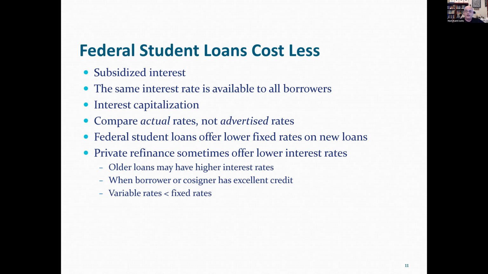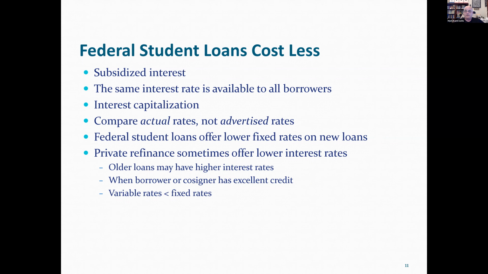Interest capitalization, where interest that accumulates during a deferment or forbearance is added to the loan balance, has different frequencies with federal and private student loans. Accrued but unpaid interest on a federal loan is capitalized once at the end of the grace period, deferment period, or forbearance period. On private student loans, they can capitalize interest more frequently, sometimes as frequently as monthly, and that increases the cost of the loan.